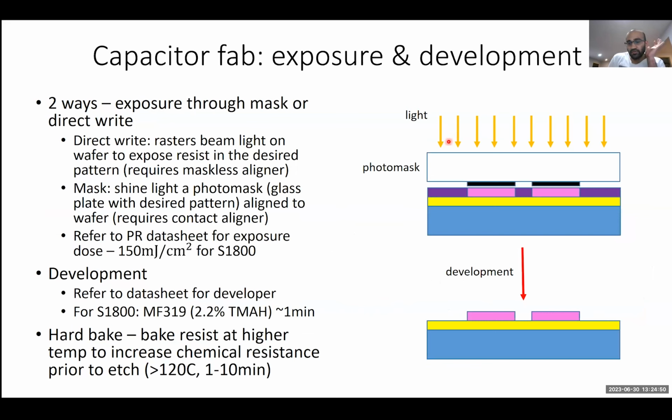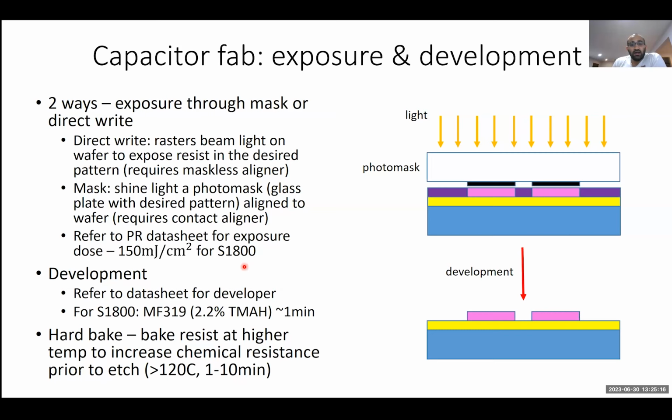So now that we've coated our wafer with resist, we can now expose our pattern, and this can be done in 2 ways, depending on the equipment that you have. So you can either do a direct write using a maskless aligner, where the machine will basically shine a beam of UV light onto your wafer and sort of traces around your desired pattern in order to selectively expose those regions.